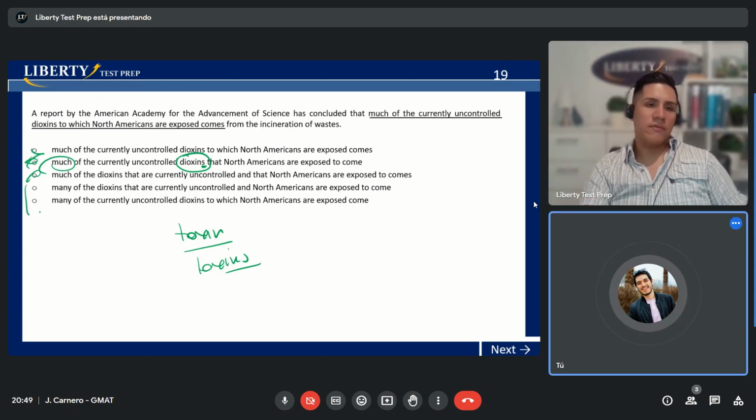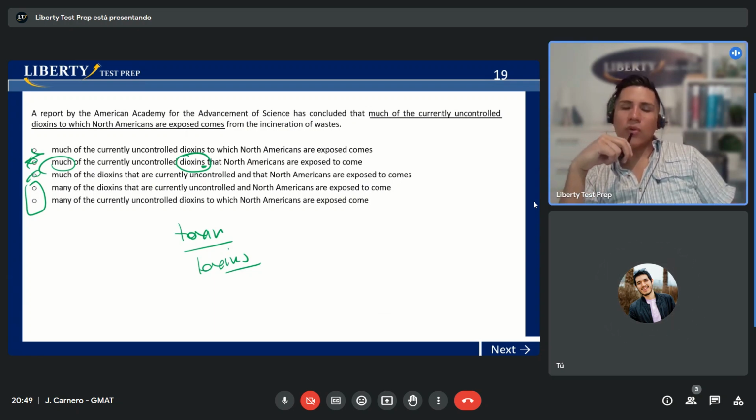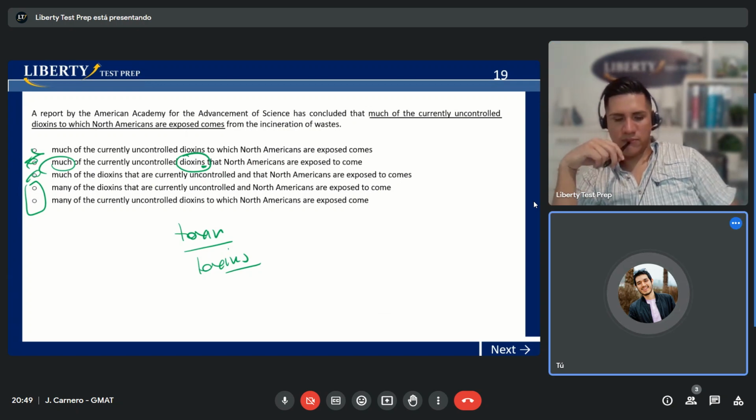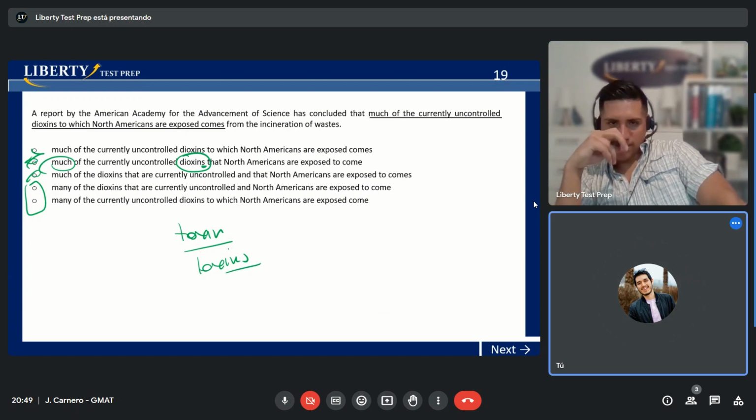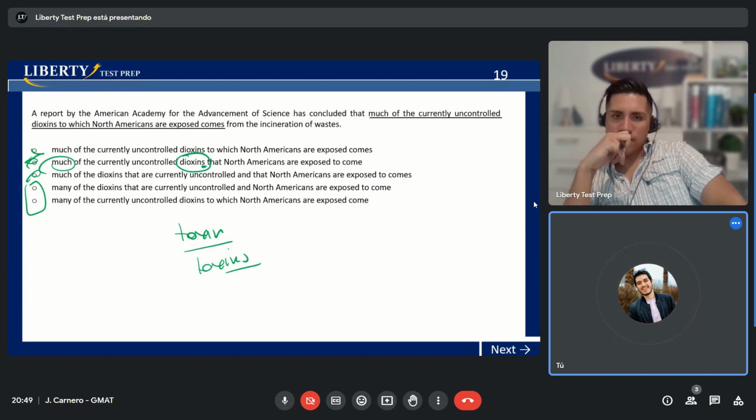Okay. So it could be "many of the dioxins that are currently controlled." Letter D. What's wrong with the last one then? It sounds weird, but you're also not applying theory there. "Many of the dioxins that are currently controlled in North America."